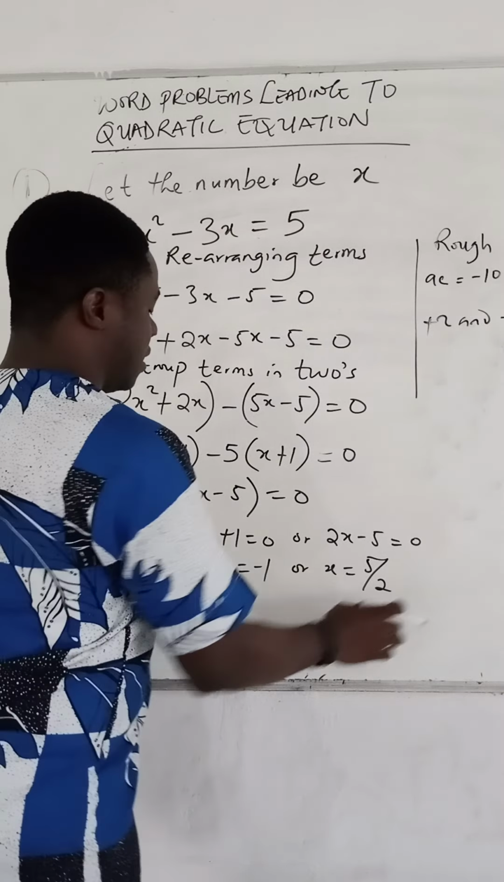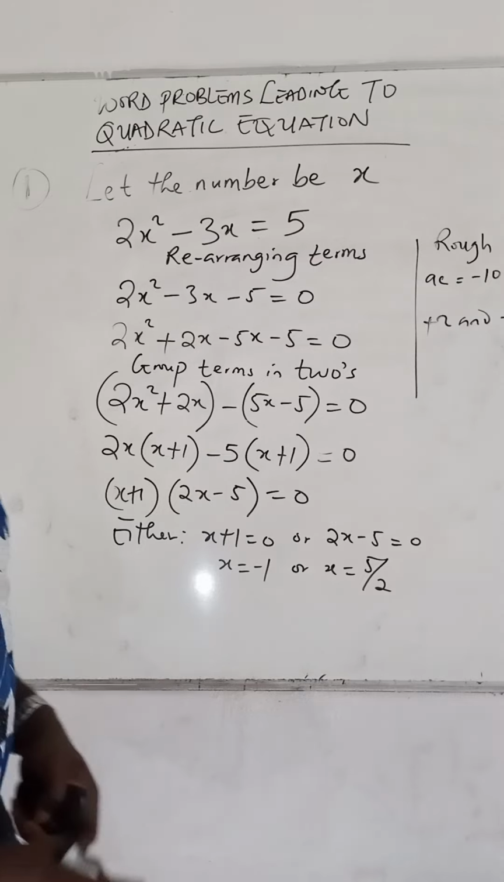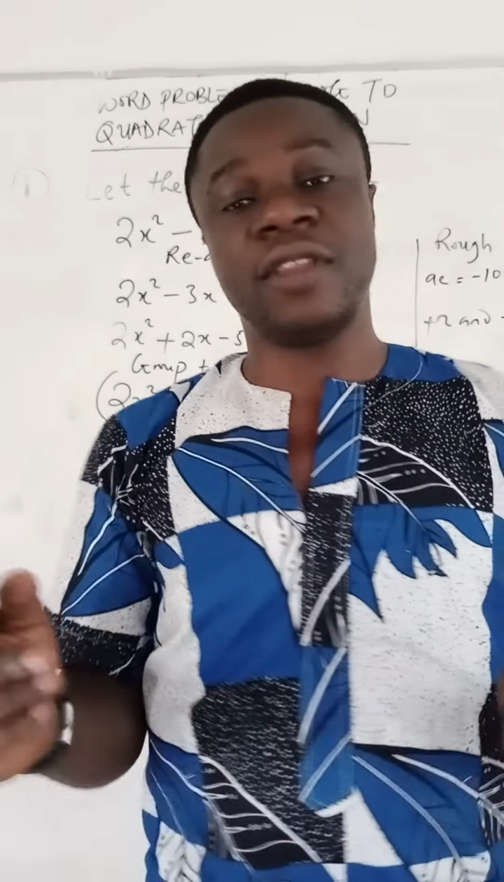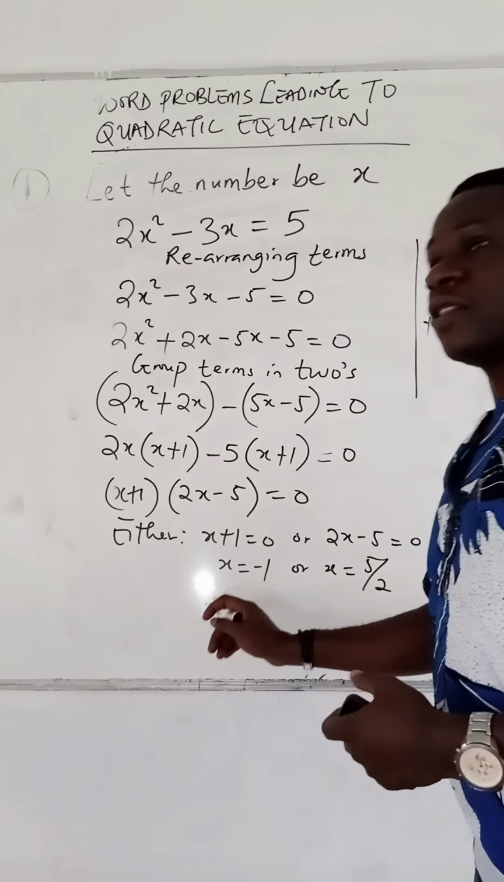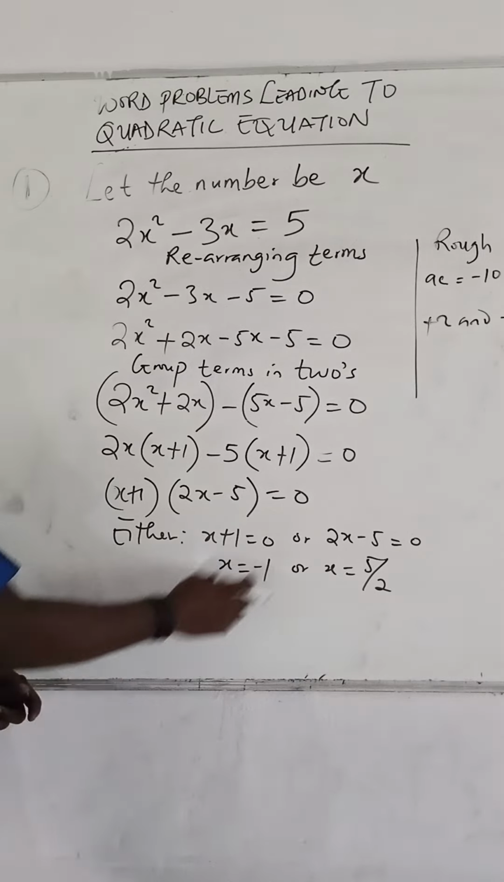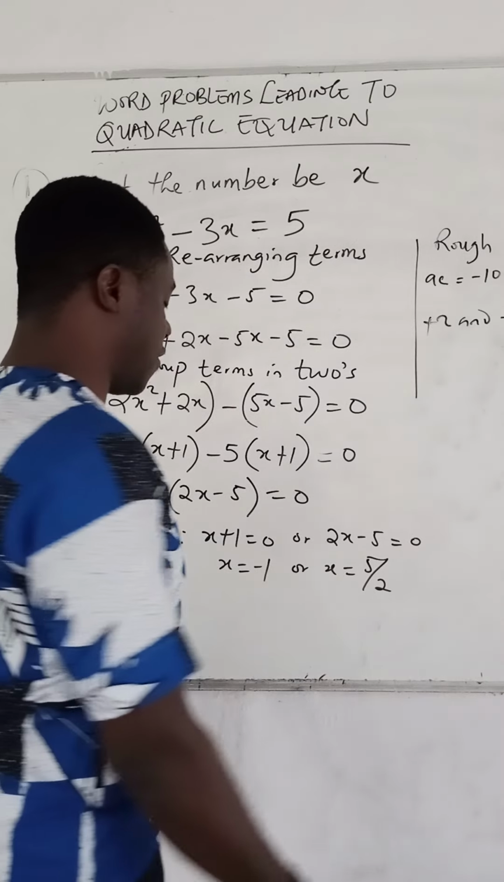These are the possible answers. From the question, they ask, what are the possible values of the number? The possible values of the number are x equals minus 1 or x equals 5 over 2.